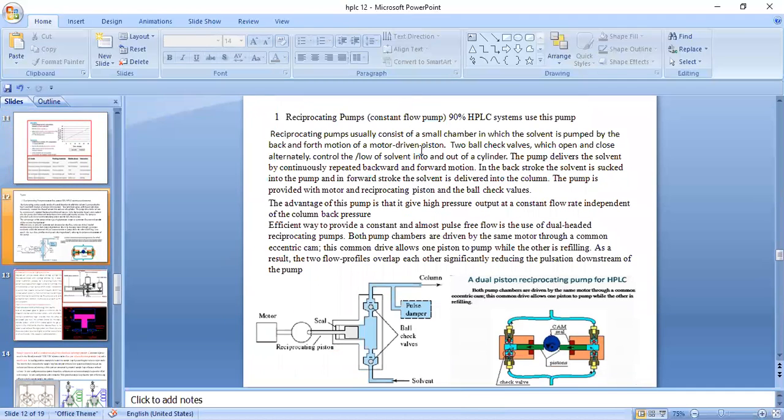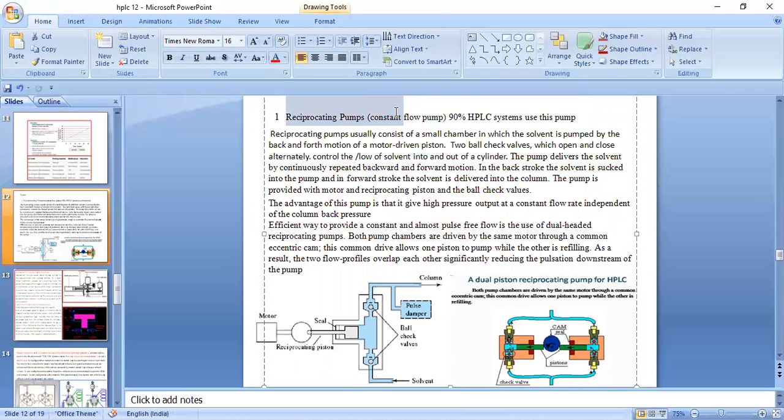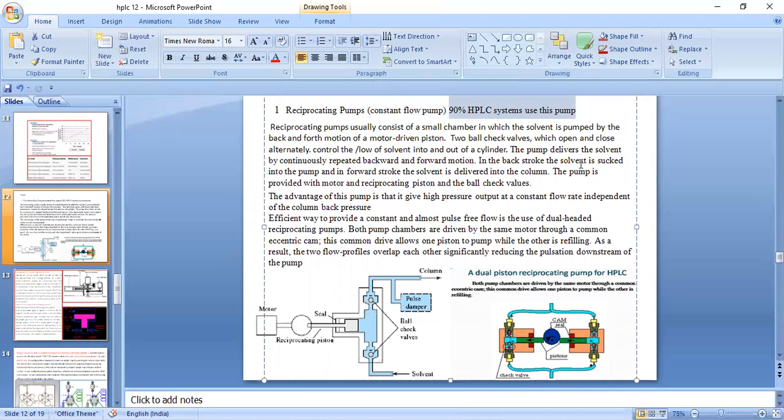So coming to the first pump, that is the reciprocating pump that maintains a constant flow. We also note that 90% of HPLC systems use this pump. Now, the reciprocating pump is given here in detail, you can read that. I will explain how it works. In a reciprocating pump, you have a motor that is fitted with a piston. This is the piston that is fitted with this ball.